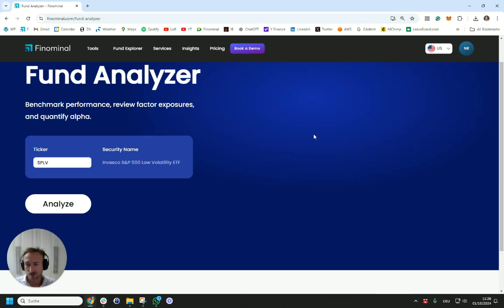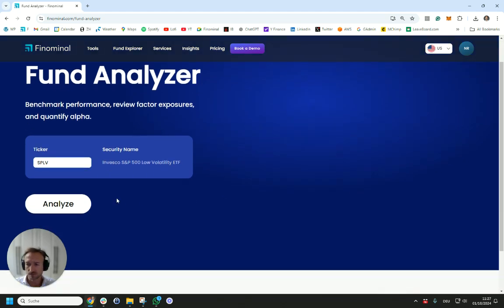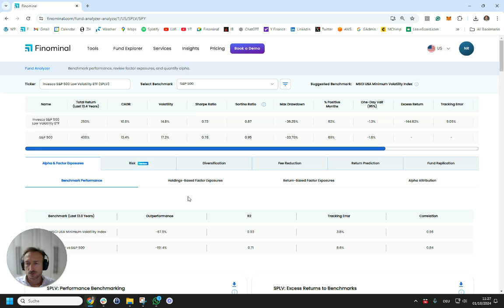So let me demonstrate that with regards to one ETF here, which is SPLV. This is Invesco's S&P 500 Low Volatility ETF. And we're simply going to click Analyze. That takes us to the first screen, where we see the ticker or the product versus a benchmark that we can change, or the suggested benchmark, which in this case is the MSCI US Min-Vol Index.